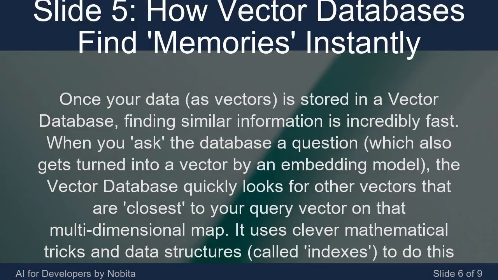Once your data, as vectors, is stored in a vector database, finding similar information is incredibly fast. When you ask the database a question, it also gets turned into a vector by an embedding model. The vector database quickly looks for other vectors that are closest to your query vector on that multi-dimensional map. It uses clever mathematical tricks and data structures, called indexes, to do this comparison very efficiently, even with millions or billions of vectors. This allows your AI to retrieve contextually relevant information almost instantly.